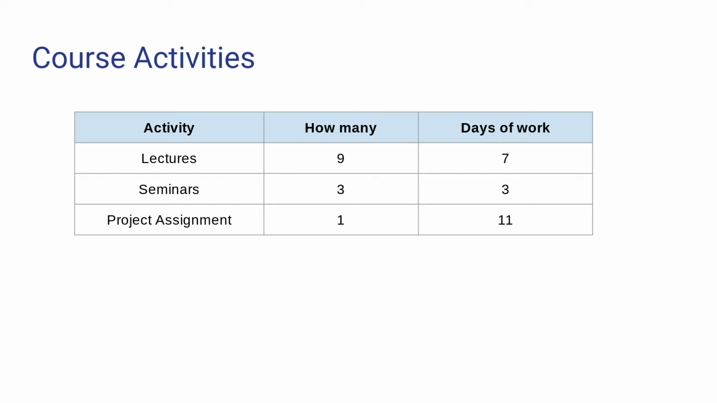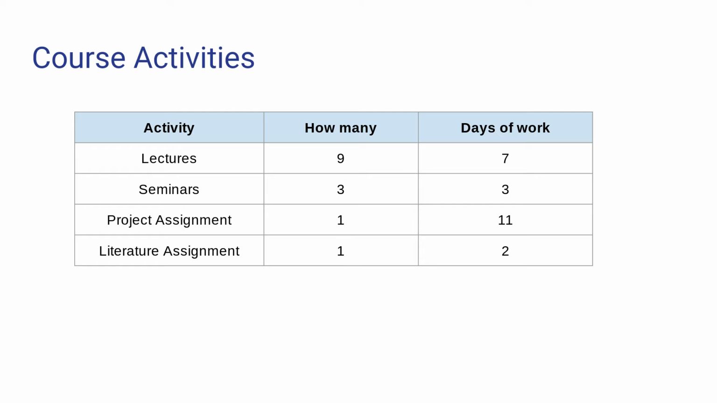Then the biggest part of the course is the project assignment. And this is a project carried out in small project groups, typically 5 students. And in that, you design some solution to a practical problem, and you document it and evaluate it. And this is a large part of the course, or almost half the course. We estimated 11 days for that.